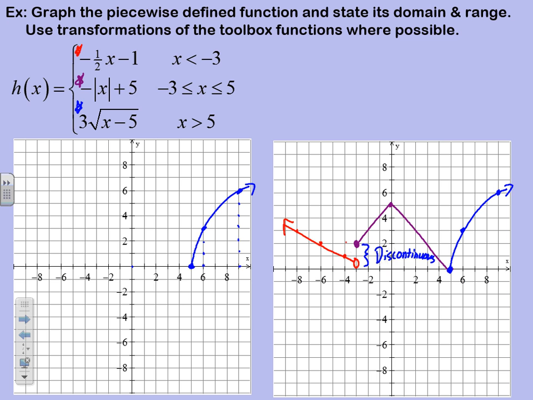A discontinuous piecewise function, imagine if you traced this out with your pencil. You would have, like if you started at the far left, somewhere about here, and you trace that red line down to where that dot is, at some point you have to pick your pencil up to move it to that new dot where the purple absolute value function starts. Because we have to pick our pencil up and jump that gap, that would be known as a discontinuous piecewise function.